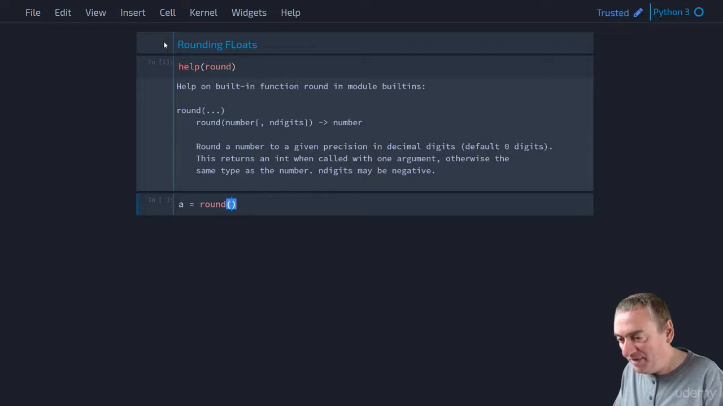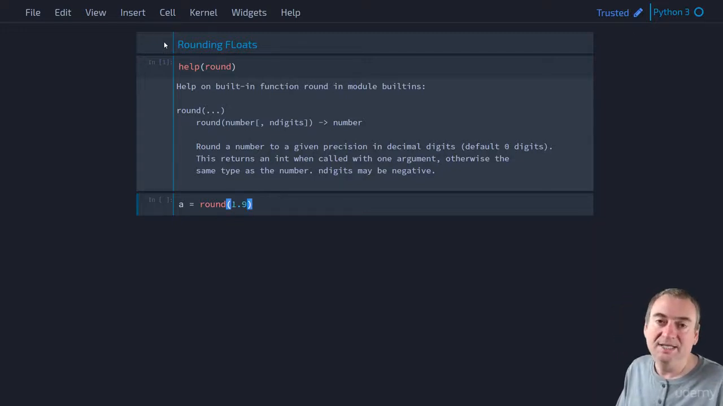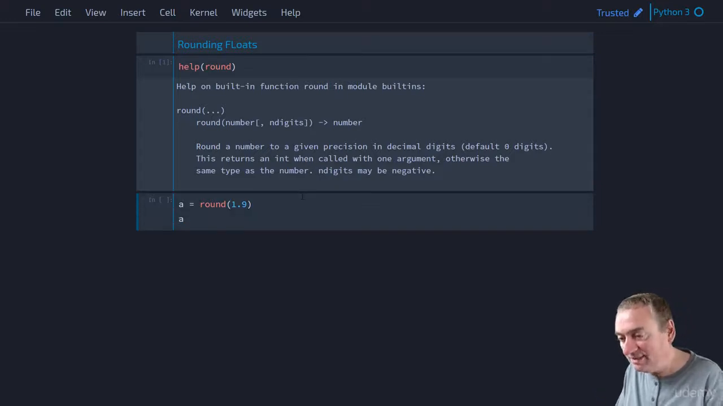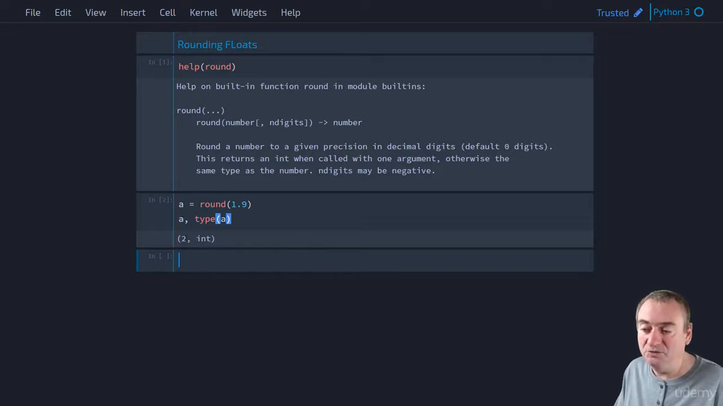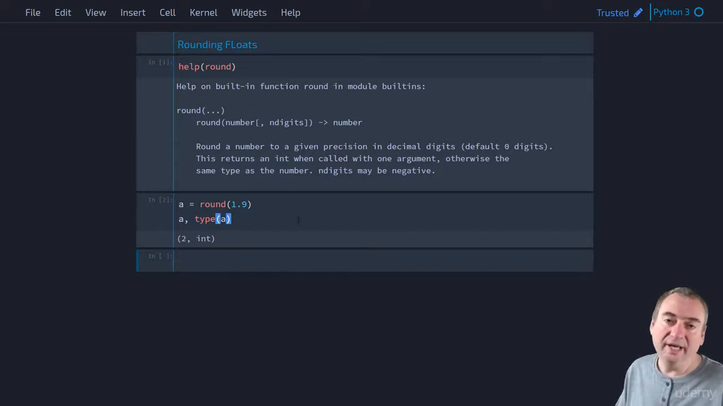So I want to talk about round when we only specify a single parameter, which is the number we want to round. Then this means that our n digits, or n as we had in the previous video, defaults to 0. And so when we do that, we'll have a value. It should be 2, right? We're going to round 1.9 to the closest integer, which should be 2. But I also want to look at the type of a. And as you can see, a got rounded to 2, and the type of a was an int, right? So it actually cast 1.9 and returned a 2 integer type.